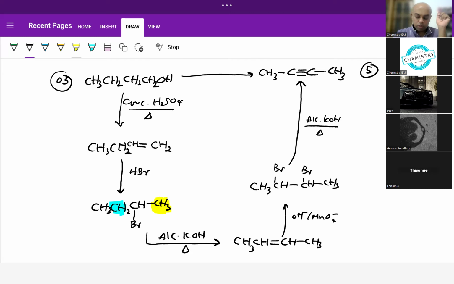So if you need to count the steps, count the arrows that you have drawn. 1, 2, 3, 4, and 5. 5 steps have been done, right? So this is how you do this question. Any questions?